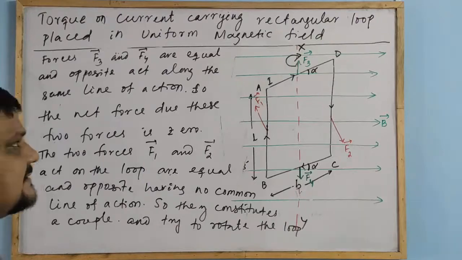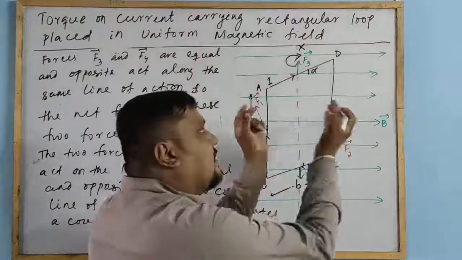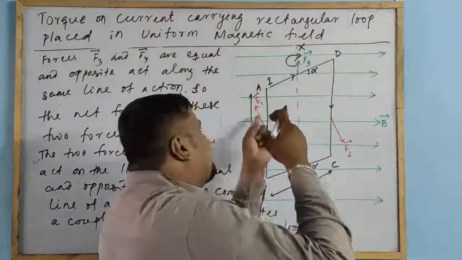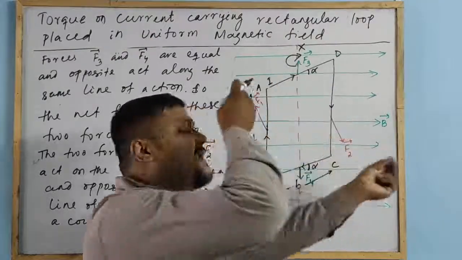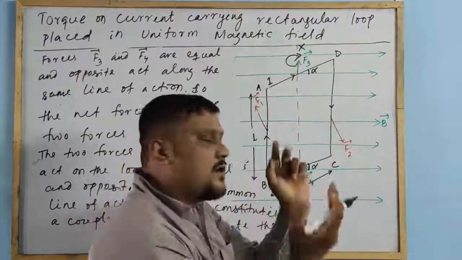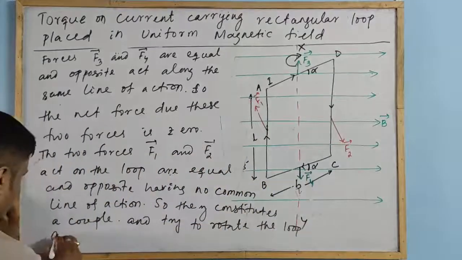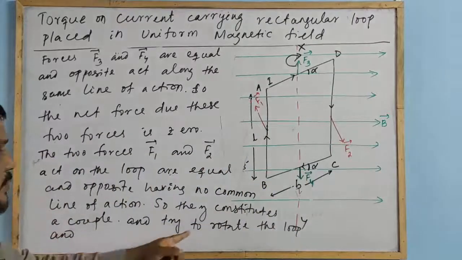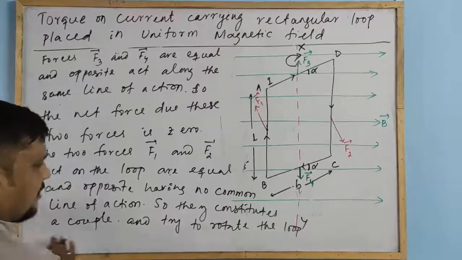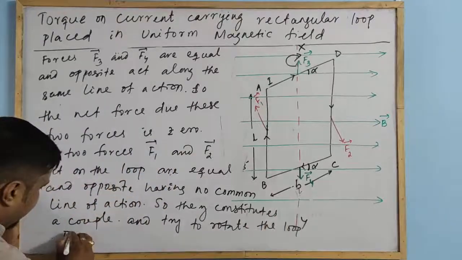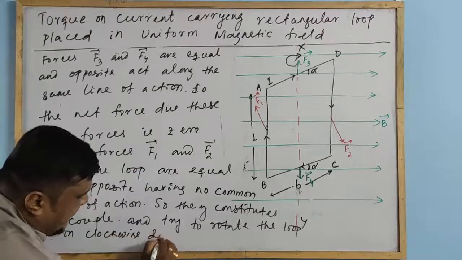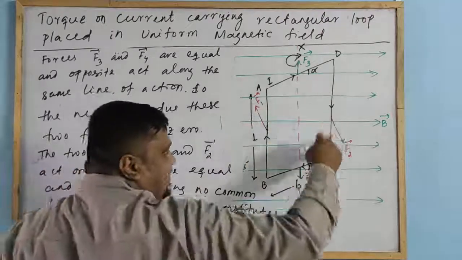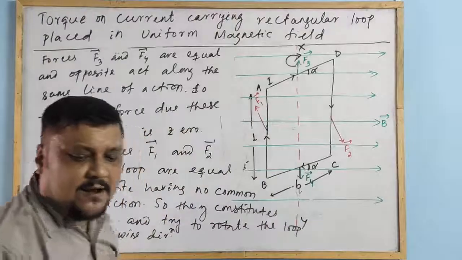In what direction? Clockwise. One force is like this, the other is like that. F1 is outward, so the loop will rotate clockwise, and they try to rotate the loop in the clockwise direction. The current is clockwise, so the loop will rotate clockwise.